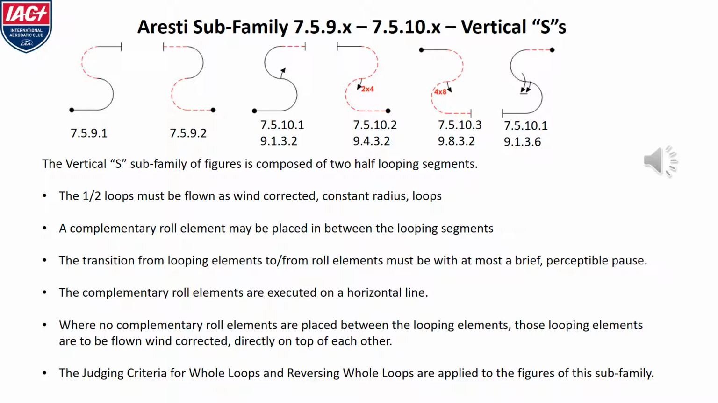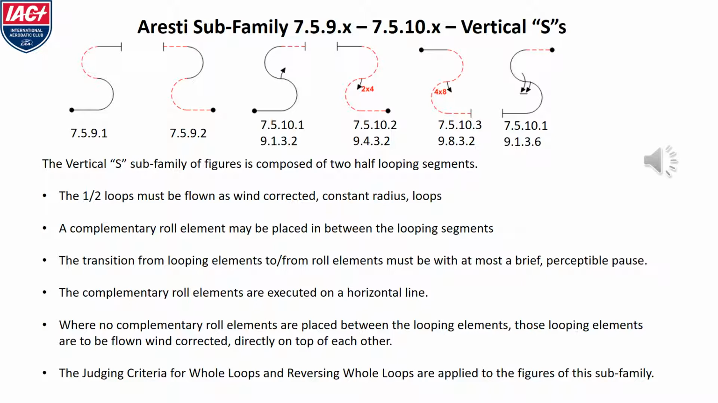Aresti subfamily 7.5.9 through 7.5.10 figures are vertical S's. These figures are composed of two half looping segments. The half loops must each be flown as wind-corrected constant radius. A complementary roll element may be placed between the looping segments. The transition from looping segments to roll elements must have at most a brief perceptible pause. The complementary roll elements are executed on a horizontal line.